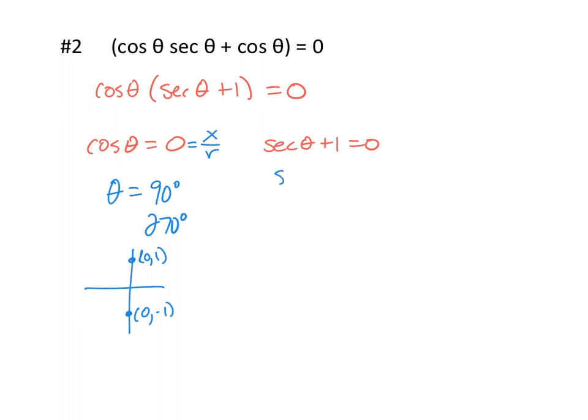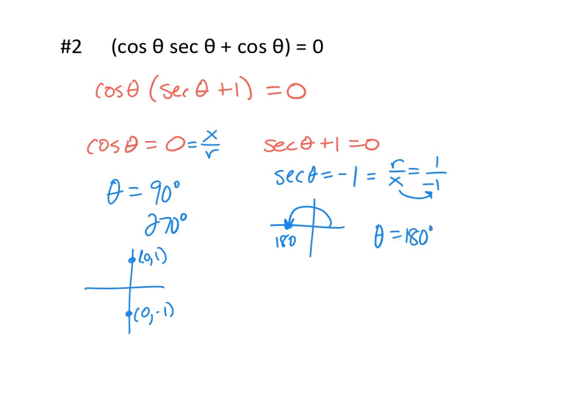And then in this next one, I would subtract 1 on both sides and get secant theta equals -1. All right, so secant is the reciprocal of cosine, so it's going to be r over x. Since r is always 1, we're looking for where x would be -1. Okay, x would be -1 out here at 180 degrees. So we'd have theta equals 180 degrees. So it looks like I've got three answers, 90, 270, and 180.